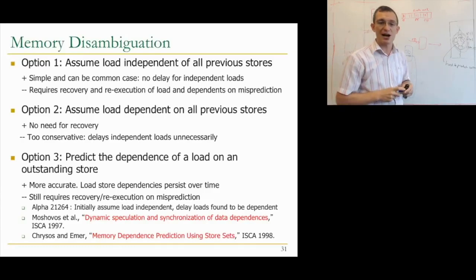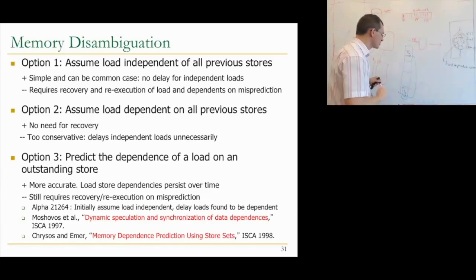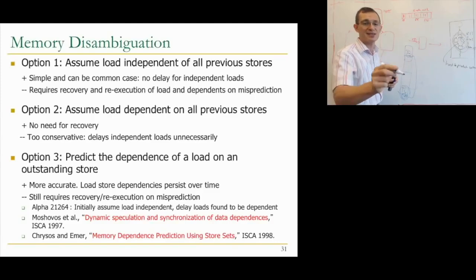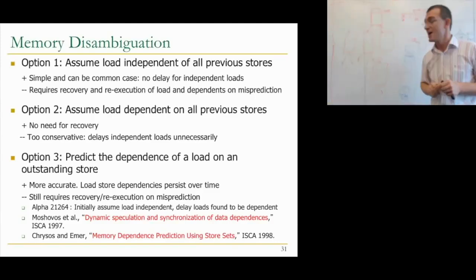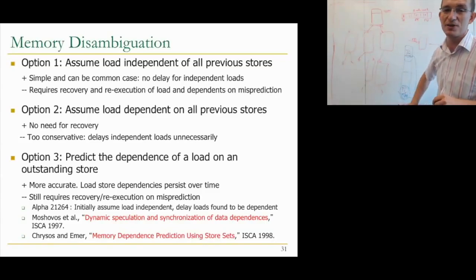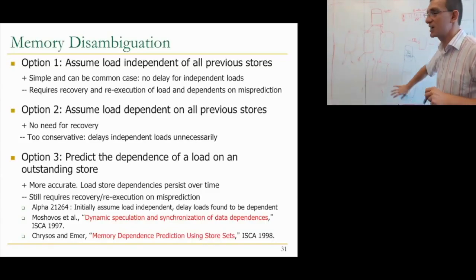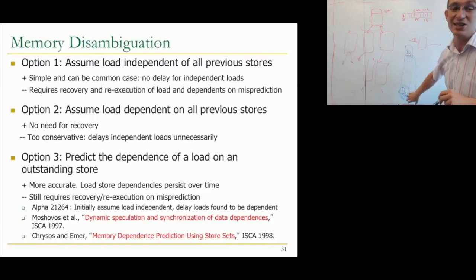Now if you can figure this out, this is a great prediction. If they're always to the same address, you know that when this task executes this load, if this store has not executed yet, you'd better wait for that store, right? And that's the idea proposed by these two papers, Moshovos and Chrysos and Emer. I'll refer you to those papers. I'm not going to talk about them in detail, but the mechanisms are basically built upon this idea.